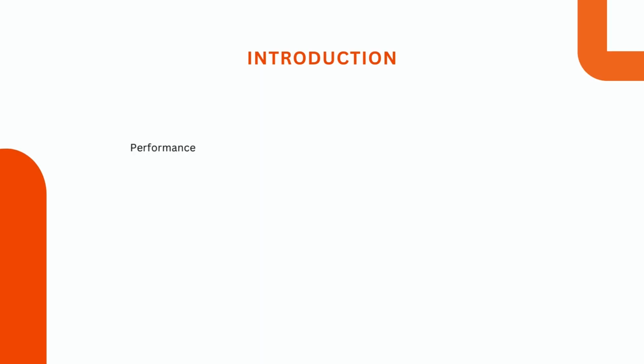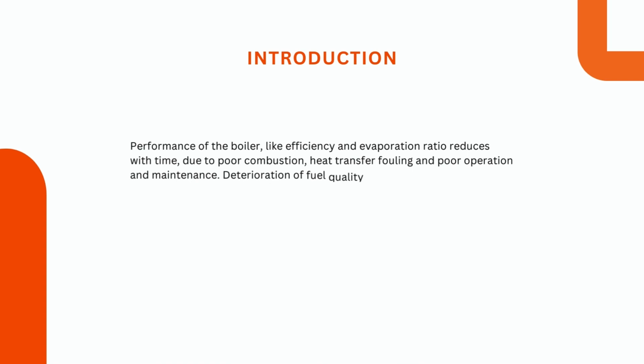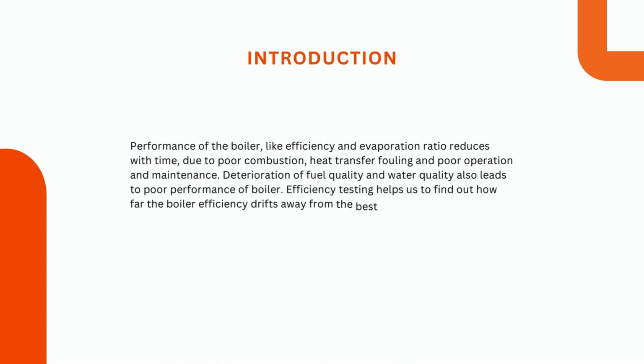Introduction. Performance of the boiler, like efficiency and evaporation ratio, reduces with time due to poor combustion, heat transfer, fouling and poor operation and maintenance. Deterioration of fuel quality and water quality also leads to poor performance of the boiler. Efficiency testing helps us to find out how far the boiler efficiency drifts away from the best efficiency.